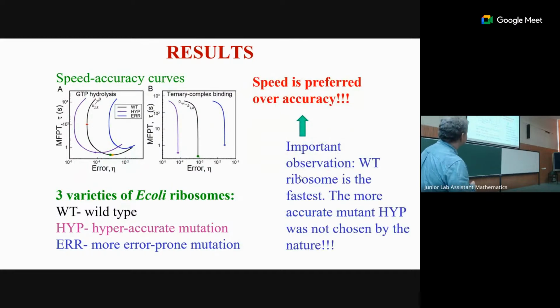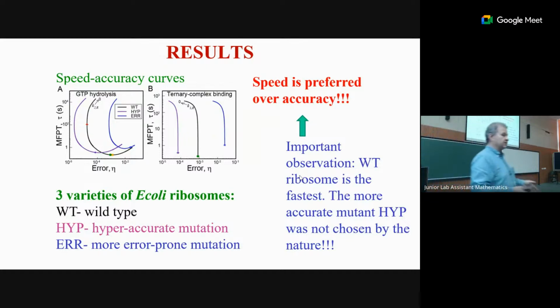Okay, and even here, as you can see, the green point is experimental measurements for wild type. This is experimental measurements for this mutant, and experimental measurements for this mutant. So it seems in all cases, systems prefer fast speed, the smallest possible time, not the most precise. Actually, this is the most precise location here, where the error is smallest. And by the way, wild type ribosome is the fastest one.